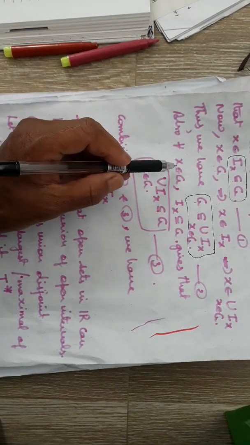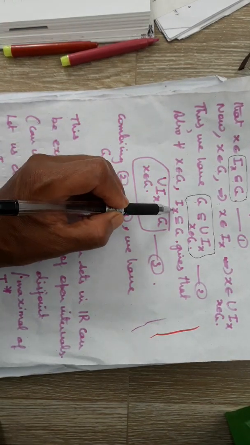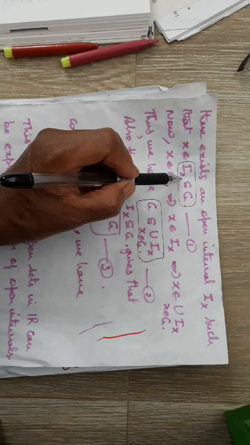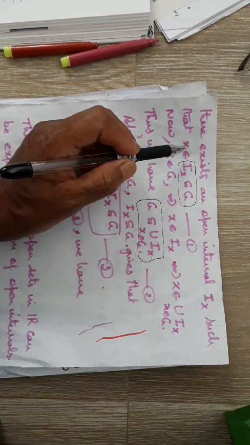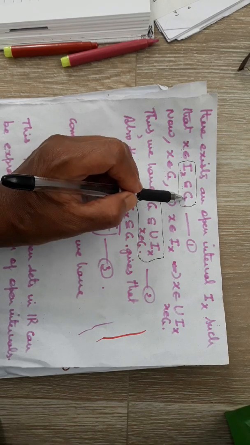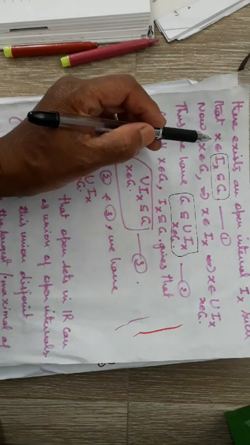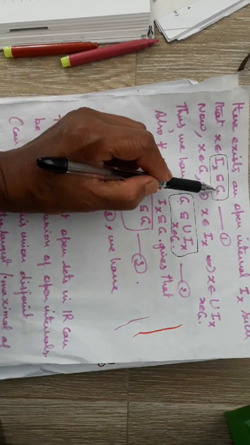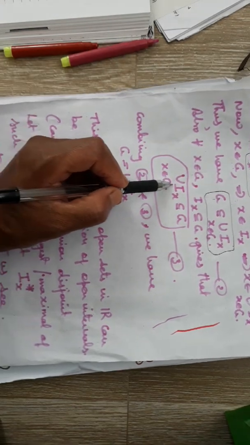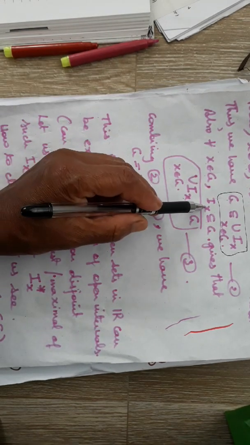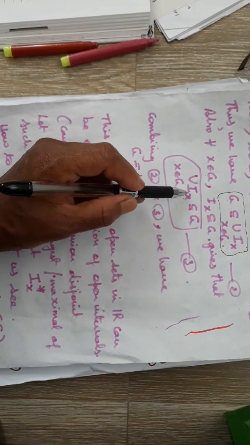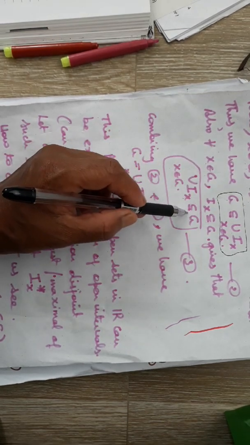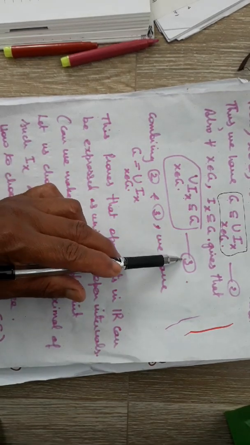Also, for all x belonging to G, Ix is always a subset of G, because x being an element of G, which is an open set, x belongs to Ix and Ix is contained in G. So this shows that the union of Ix is contained in G, where x is arbitrary. The union of all those open intervals Ix will be contained in G. Name it equation 3.